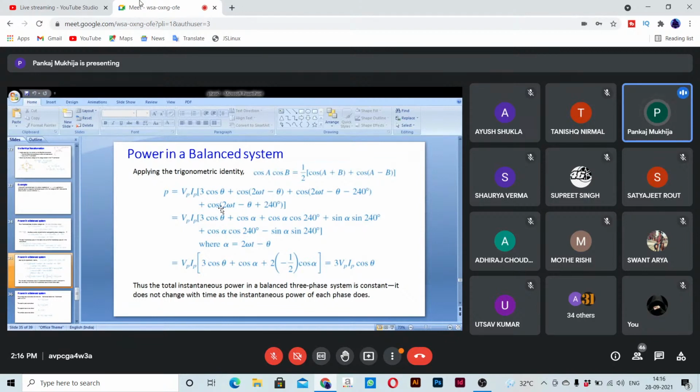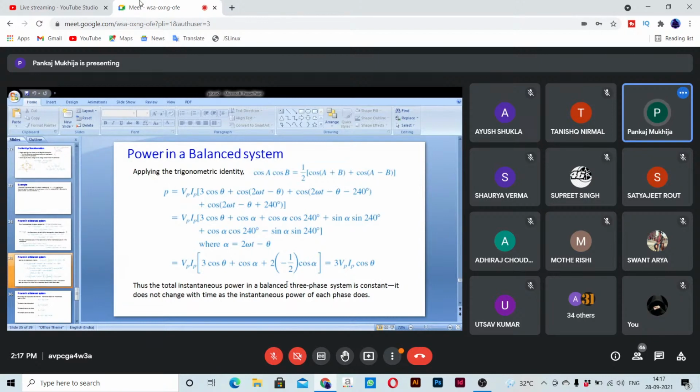So cos is cos b, sin is sin b. Here alpha is 2 omega t minus theta. So you do this trigonometric simplification, and you get 3 VP IP cos theta. So basically what it means is that the total instantaneous power in a balanced three-phase system is constant. It's constant because your VP is constant, IP is constant, theta is constant. So it does not change with time. When I'm saying constant, it means it's not changing with time.